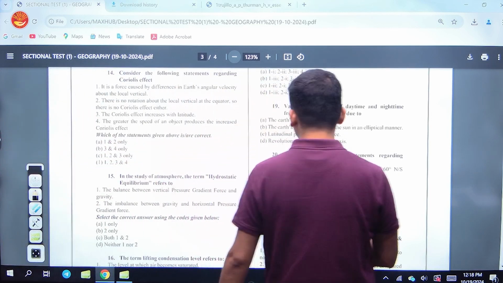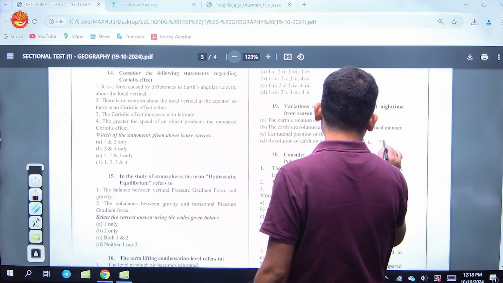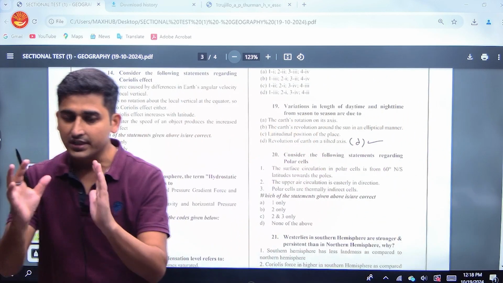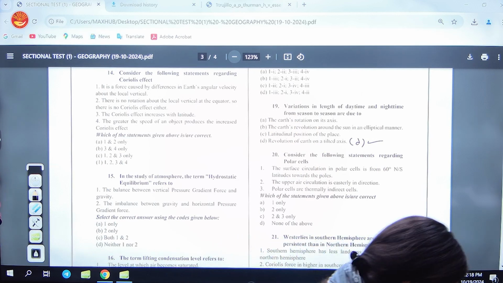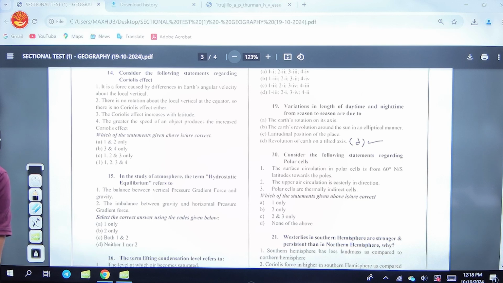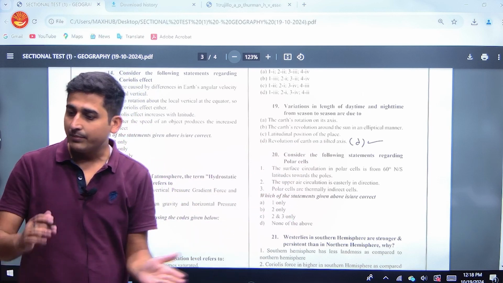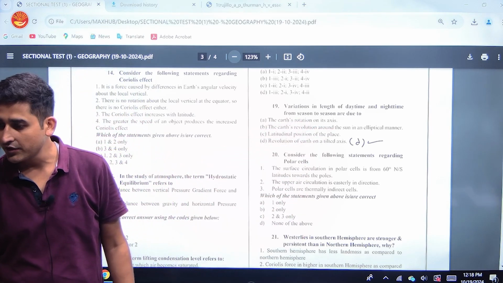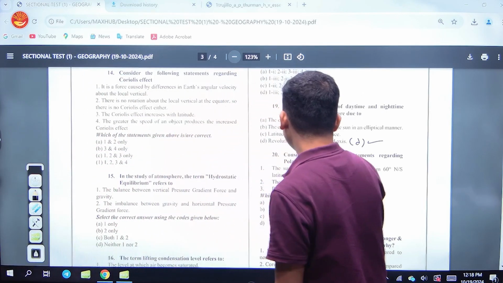Correct fit is D. This is the correct fit: revolution of Earth on a tilted axis. If Earth was not revolving on a tilted axis, every place on Earth would have experienced equal day and night throughout the year. But because of that tilt in the axis, it is experiencing different durations of day and night from season to season. So the correct answer is revolution of Earth on a tilted axis.